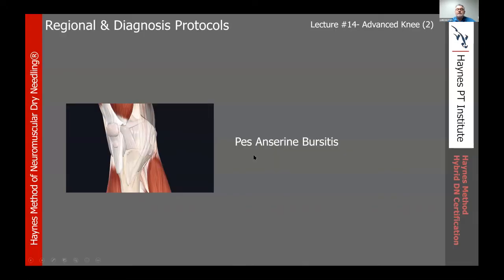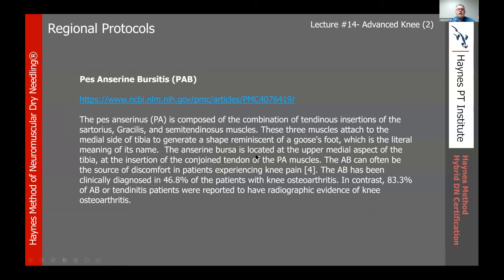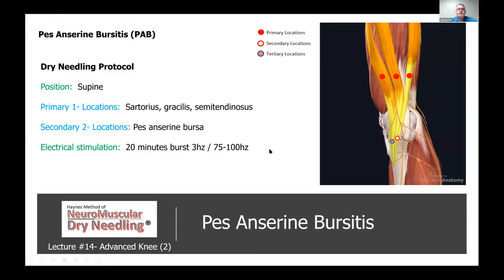Okay, now the pes anserine bursitis. Again, tendinous insertions of sartorius, gracilis, semitendinosus, called the goose's foot. It can be from a lot of different problems. I tend to see it more related to knee degeneration, osteoarthritis. It could be a varus valgus problem, but almost always we see this in that older or heavier population.